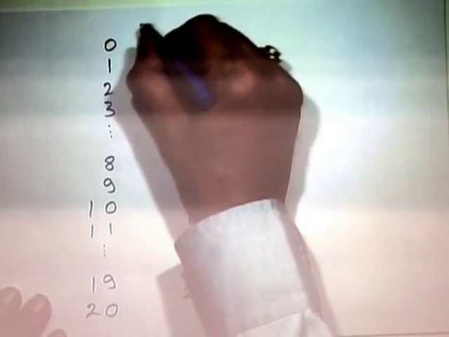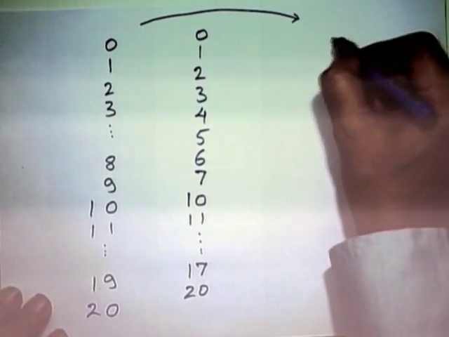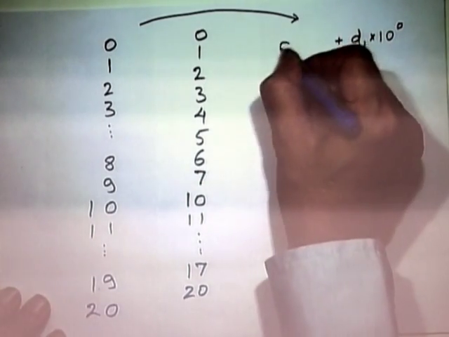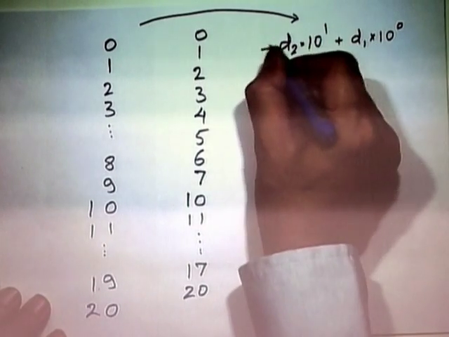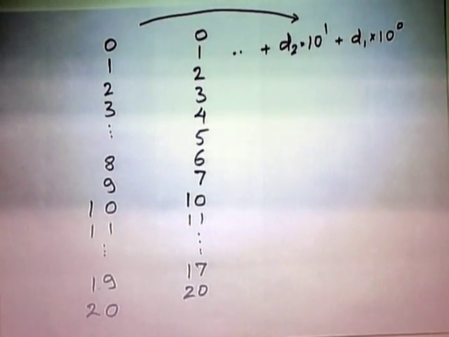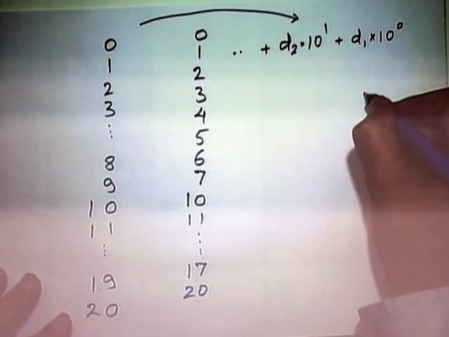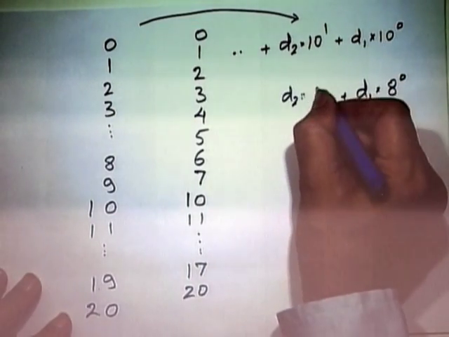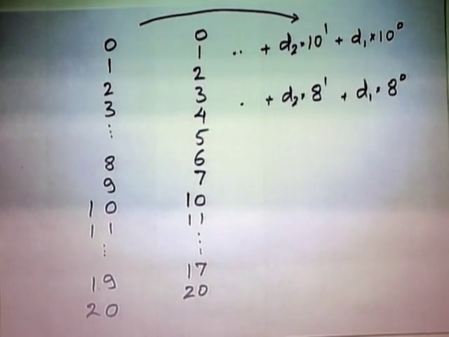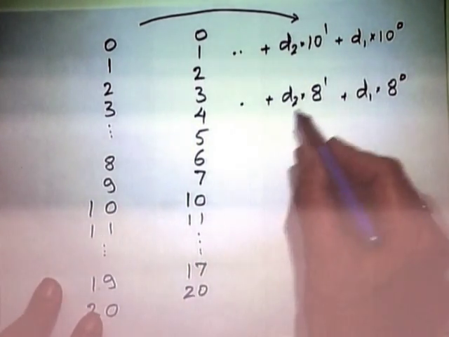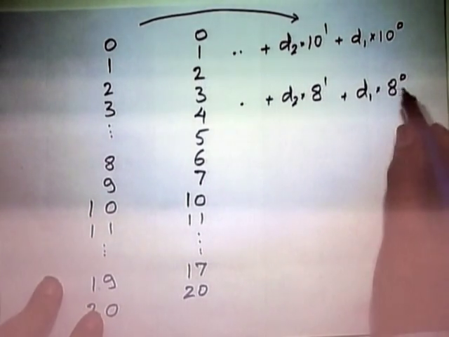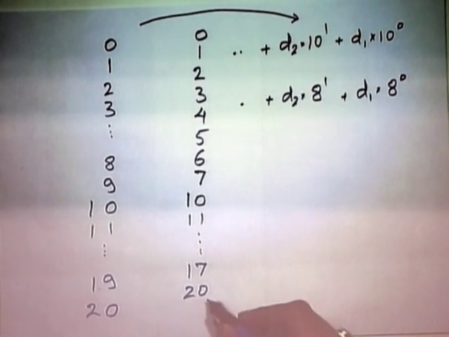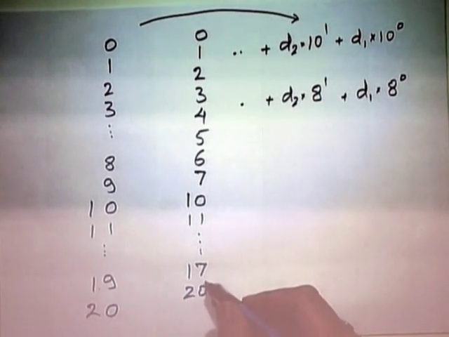So just as a decimal system is represented, suppose you have 2 digits, you would call it D1 into 10 to the power 0 plus D2 into 10 to the power 1 plus so on. This is the decimal system. The octal system, on the other hand, will be written as D1 into 8 to the power 0 plus D2 into 8 to the power 1 plus so on. So look at this 10. 10 will mean 1 into 8 to the power 1 plus 0 into 8 to the power 0. So 10 is actually 8. 11 is actually 9. 20 is 16. 17 is actually 15 in octal system.